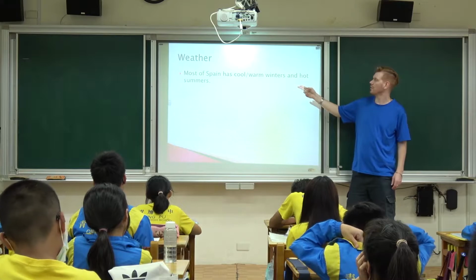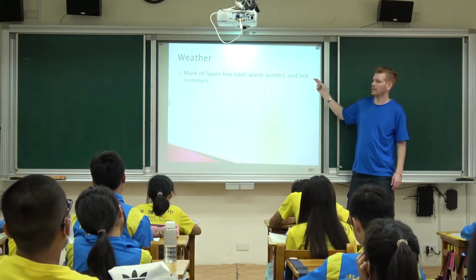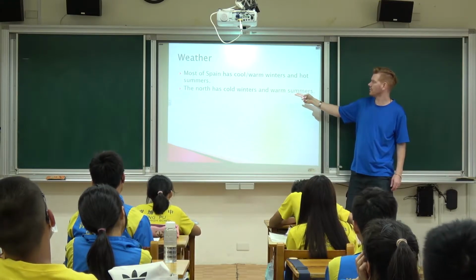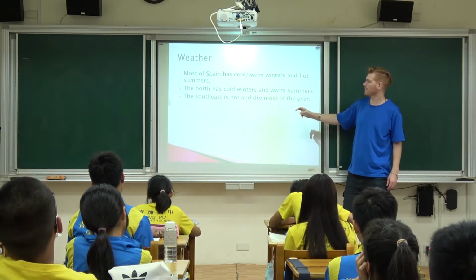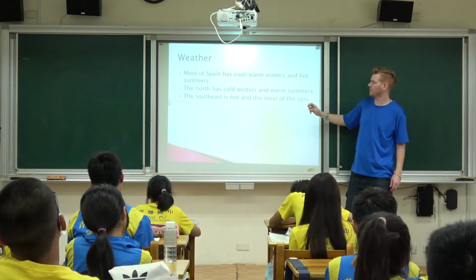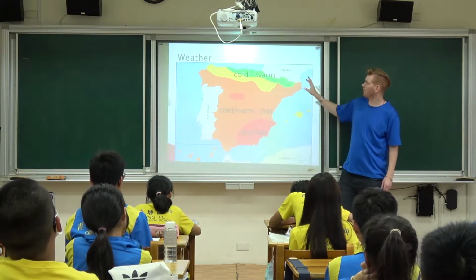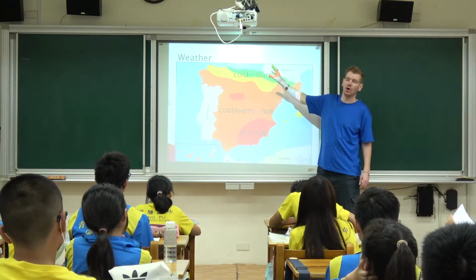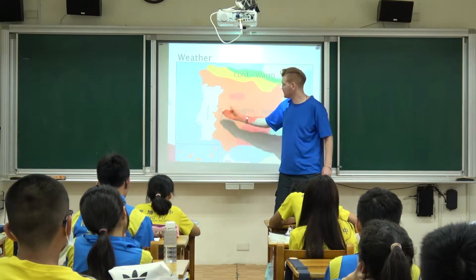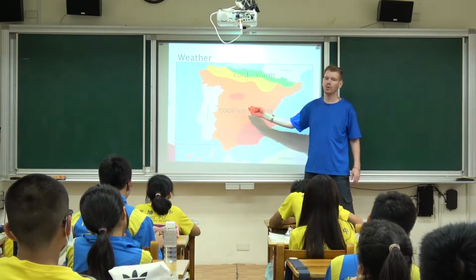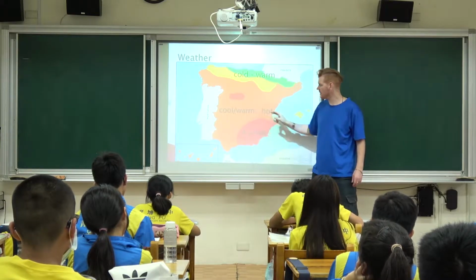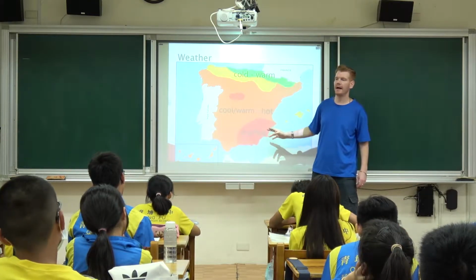Spain has cool, warm winters and hot summers. The north has cold winters and warm summers. The southeast is hot and dry most of the year. So the north is cold to warm. Most of Spain is cool, warm, hot, and the southeast is dry and hot.